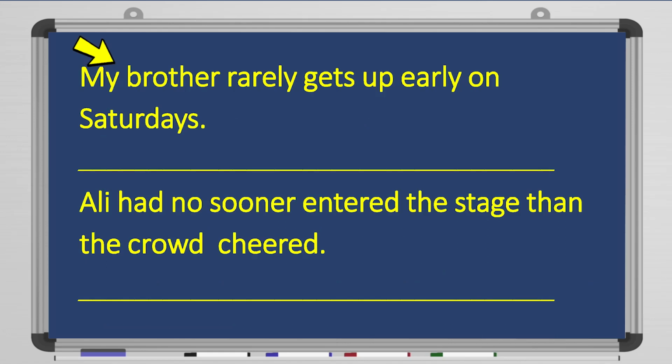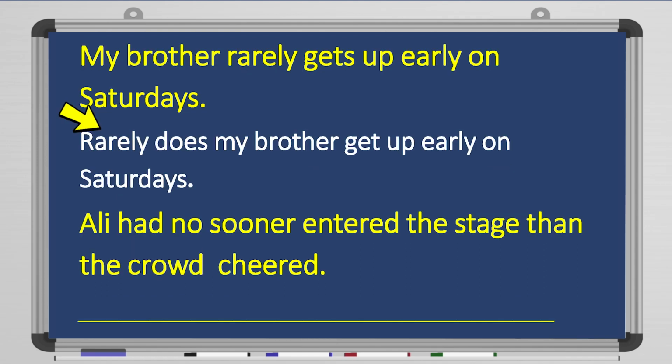Let's look at the next example. My brother rarely gets up early on Saturdays. How do we arrange the sentence, or how do we invert it? We invert it by using the equation that you all by now must have memorized. So rarely, what? We're going to add what? An auxiliary because it's not there. Rarely does my brother get up early on Saturdays. What did we remove? The S. Very, very simple.